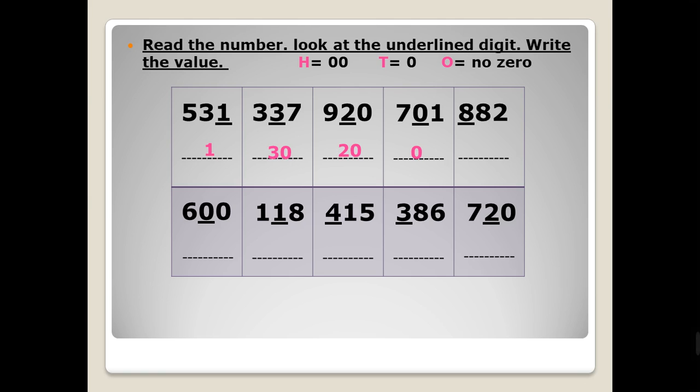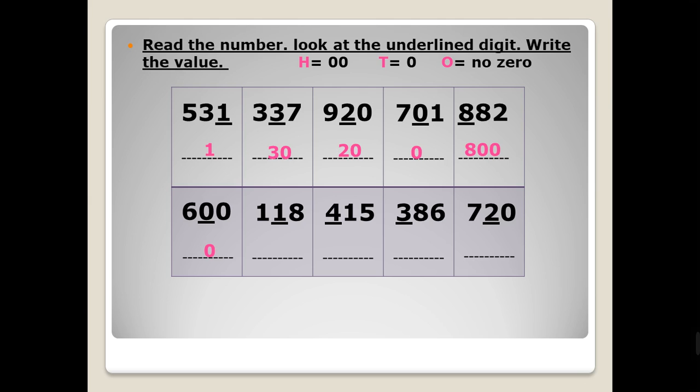882, the underlined digit is 8. I said 800, so I will put 2 zeros, 800. Then 600, the underlined digit is 0. Remember, the value of 0 is equal to, yes, excellent, 0.